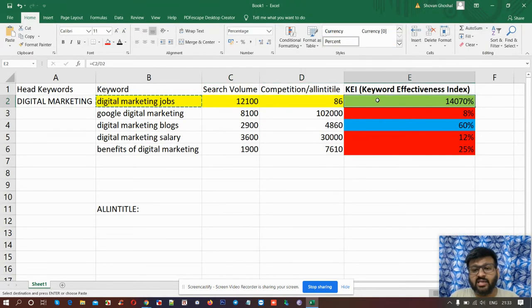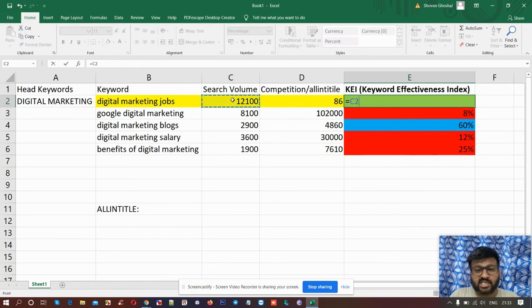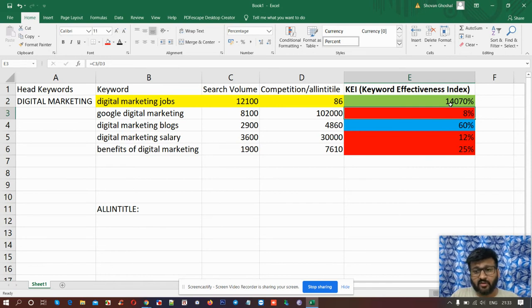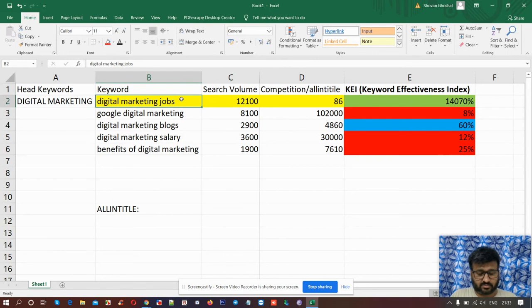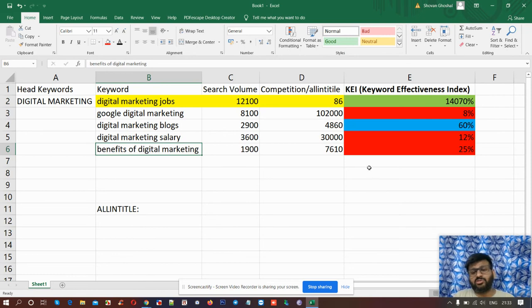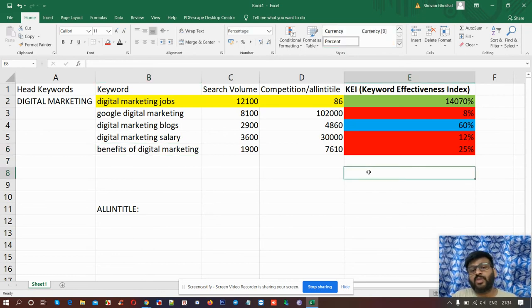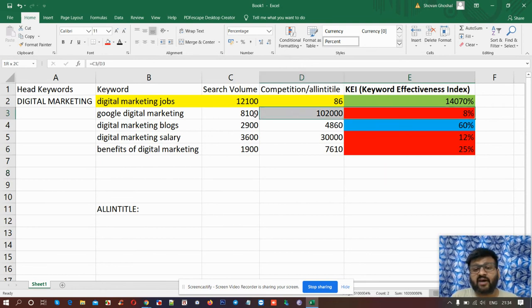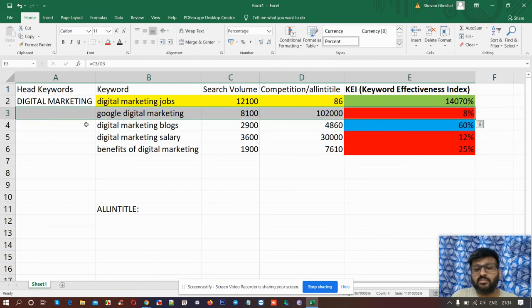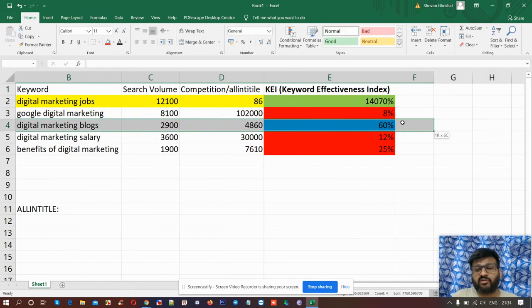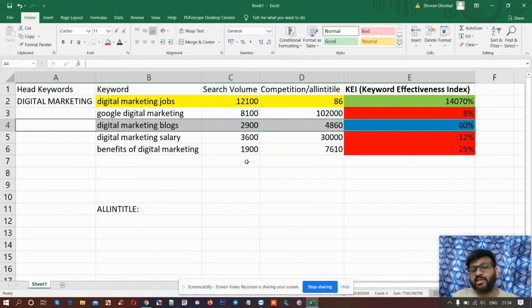And that's why if I use the same calculation, search volume divided by competition, or allintitle, you will see 14,000 above percent, it has a chance to rank easily. So if you target this keyword, you can rank easily in comparison with using this keyword. Now I will come to you about always trying to use a higher KEI in comparison with a lower KEI. This particular keyword is very tough to rank on, and it has a medium chance to rank on. Got it, what I mean to say?